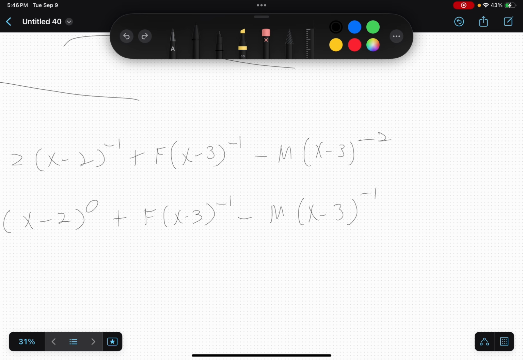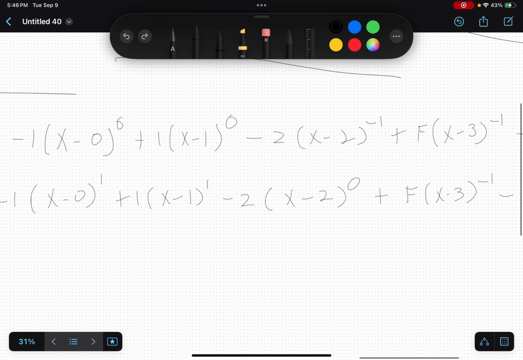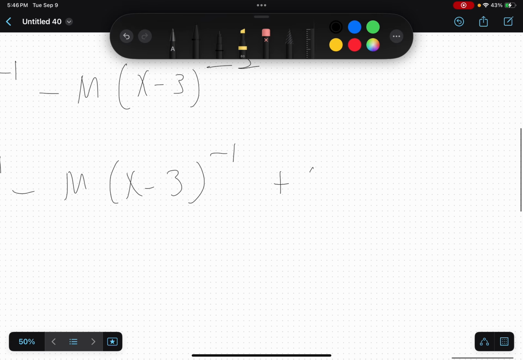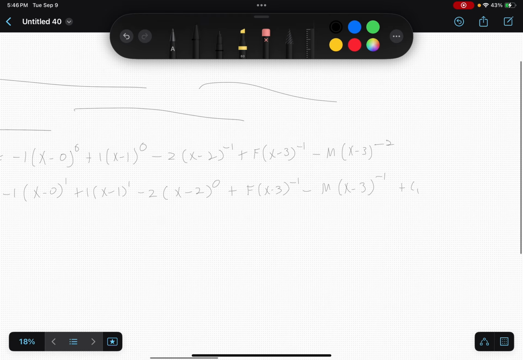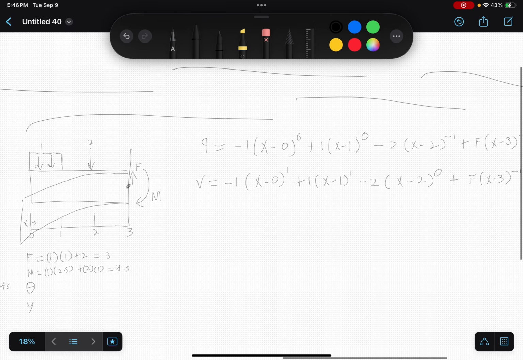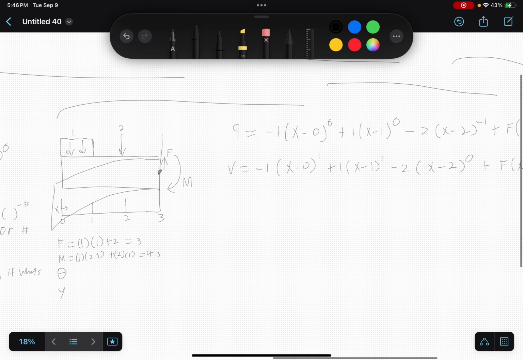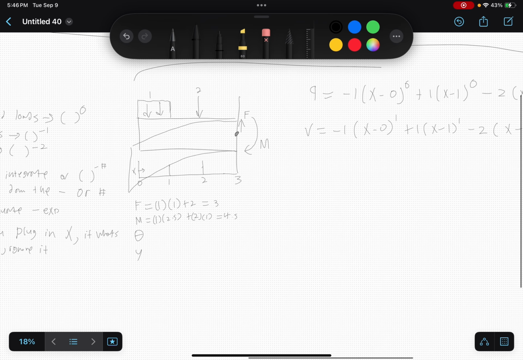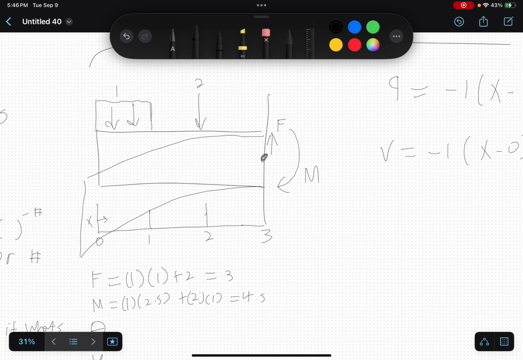Okay. Now, because we integrated, there's a plus c1, a constant. So we can solve for that constant. How can we do that? Well, step 1 is to write the shear diagram for this setup.